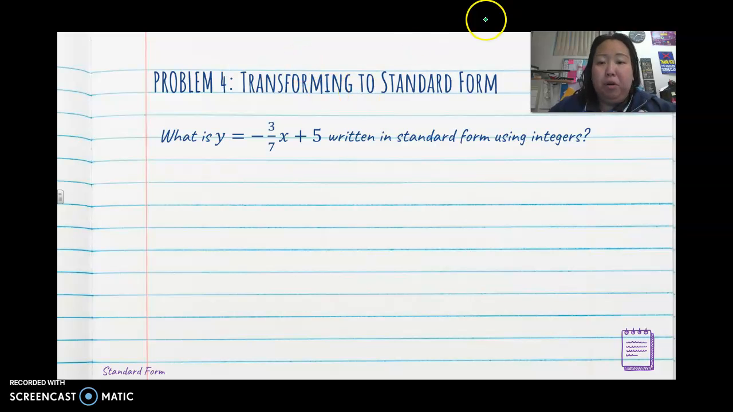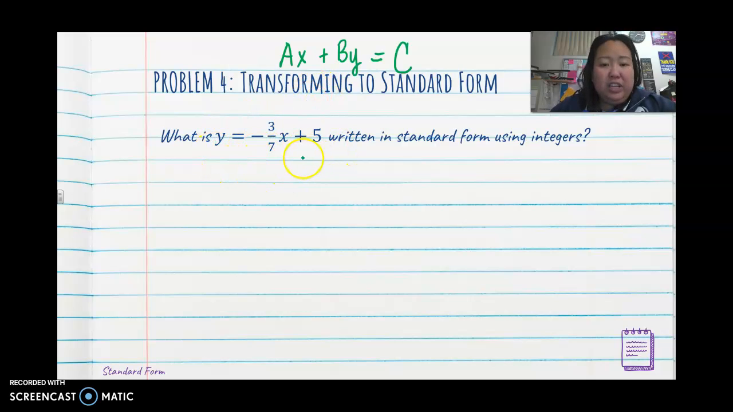Now, remember, when we talk about standard form, we have to follow the pattern wherein you have a number attached to x, and then you have a number attached to your y. They are together on one side, and then you have your constant on the other side. So what we need is to have x and y together, okay?